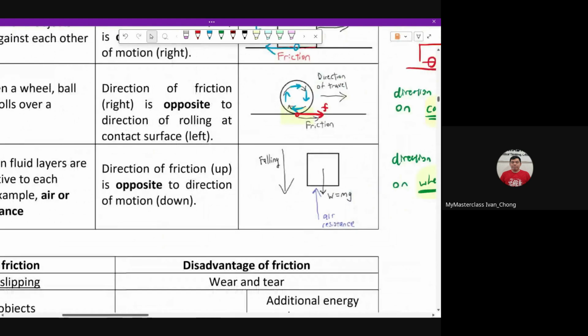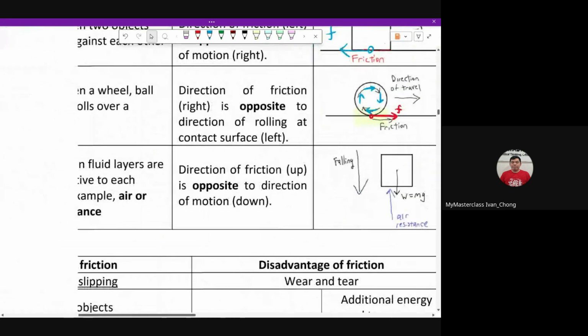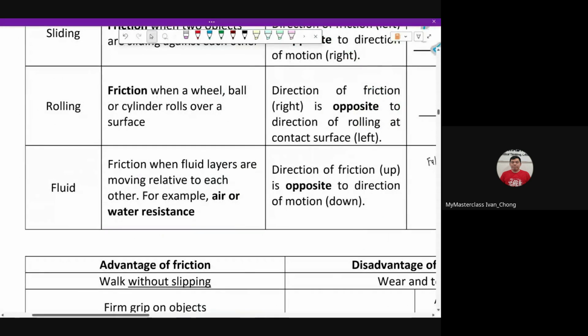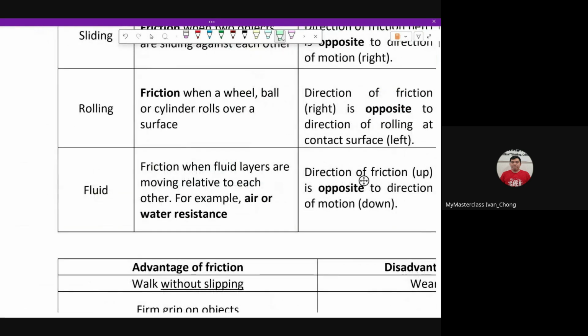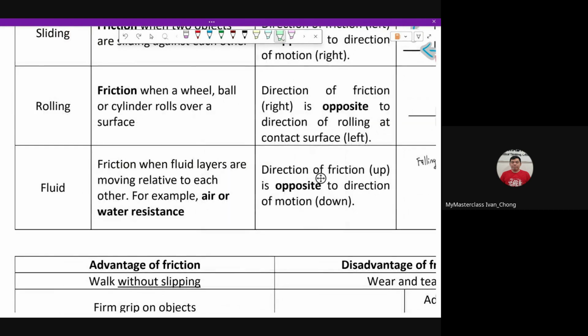So last but not least, don't forget we have three different types, right? And the last one is what we call fluid friction. This is actually just your air resistance and water resistance itself.